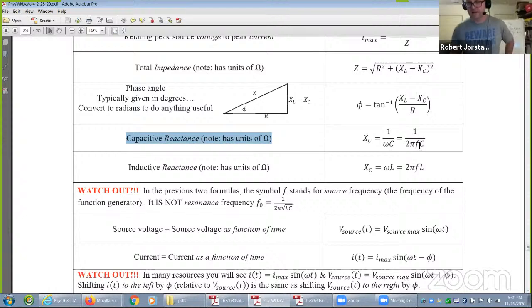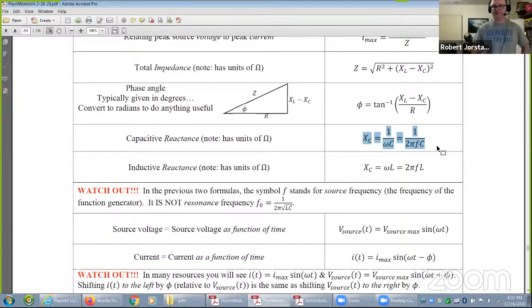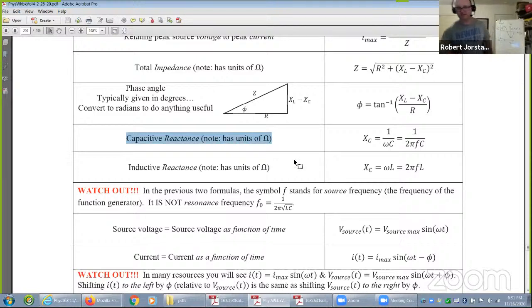And notice, frequency is on the bottom. If you have a very, very high frequency, the capacitor doesn't have time to charge up. The capacitor does not impede current flow. Again, if you have a very high frequency, the capacitor does not have time to charge up. Its impedance or ability to impede, its reactance is low.